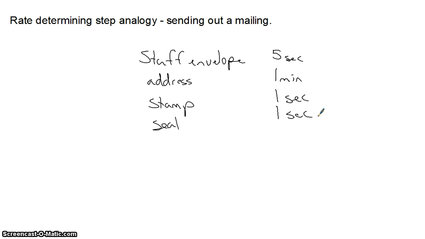and so only the addressing matters. So if I had 100 envelopes to do, it would take me 100 minutes to get this done. And of course, there's a little bit of time added on to that because once I'm done with the 100th envelope, it still needs to be stamped and sealed, and there was the 5 seconds before, but only the slowest step matters in terms of how long this takes.